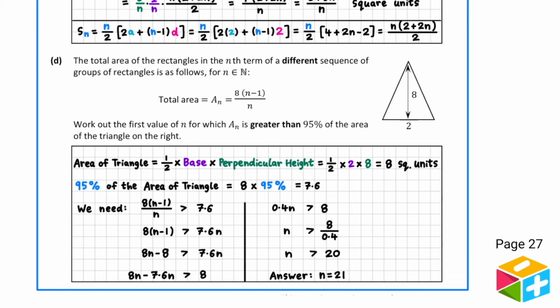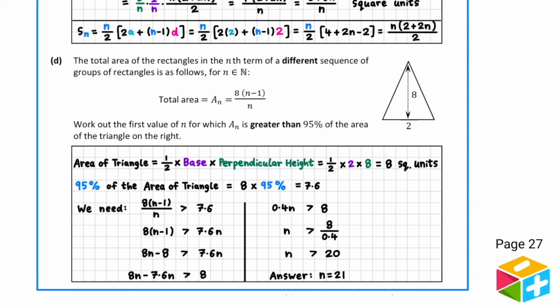In part D, we're told that the total area of a different sequence of rectangles, an, is equal to 8 times n minus 1 over n. We must find the first value of n for which an is greater than 95% of the area of the triangle.